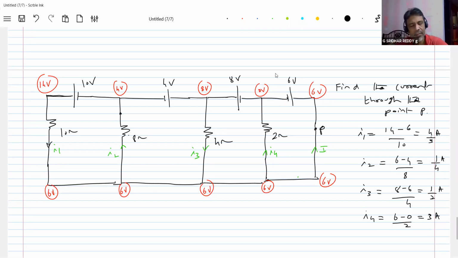Apply KCL. Apply KCL and trace out the current here, no? Immediate value high. After this, what should you do? Your current I1 is entering. Here I2. 1.95. Yeah, fine.